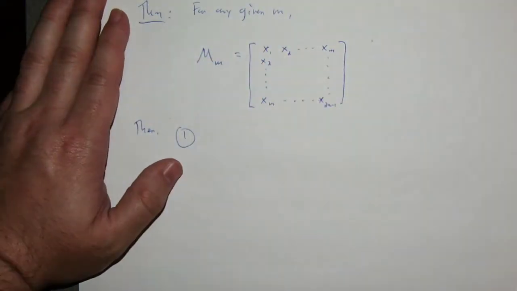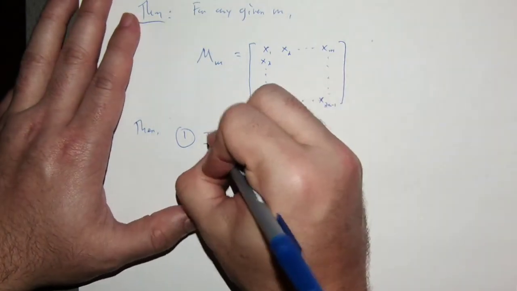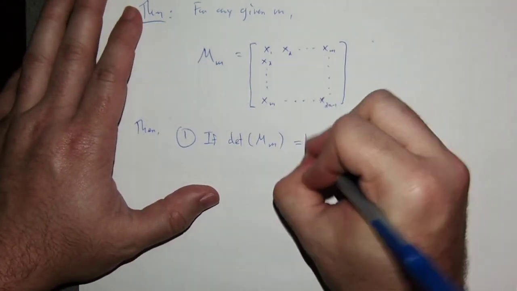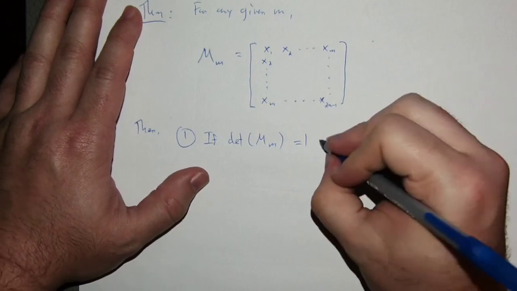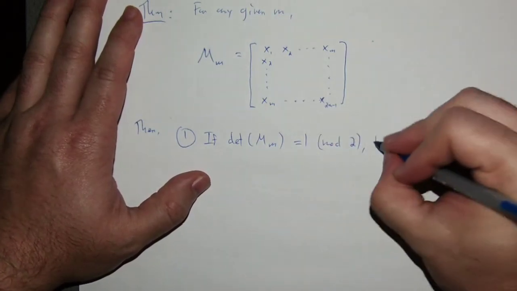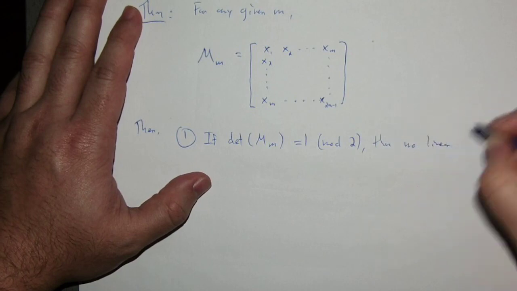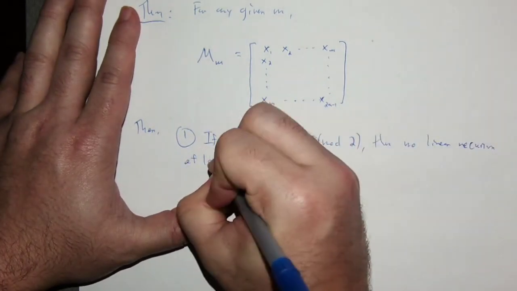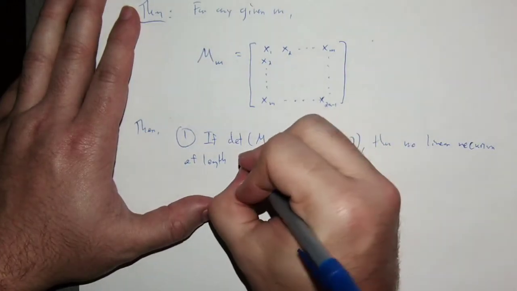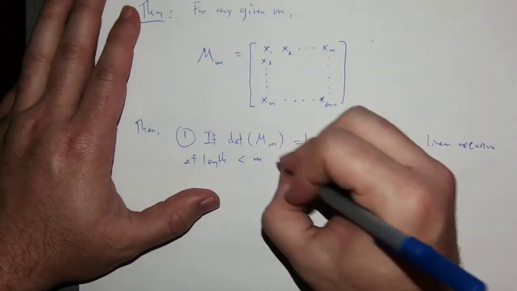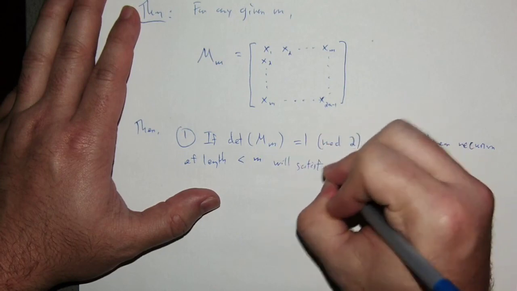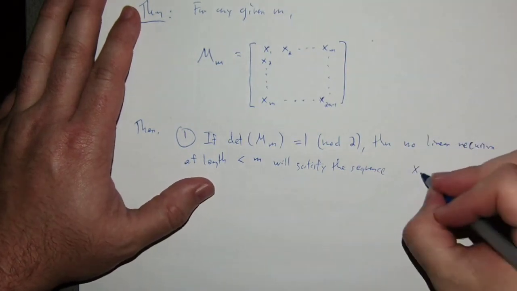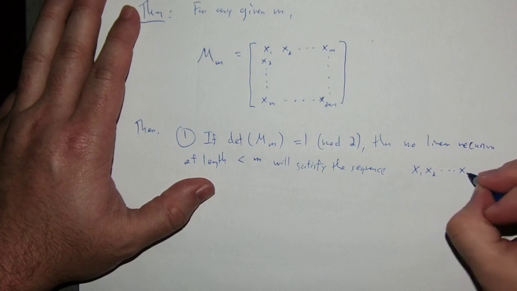Okay, then a couple of facts. So one, if the determinant of this matrix that you've written down is 1 mod 2, then no linear recursion of length less than m will satisfy the sequence x sub 1, x sub 2, all the way up to x sub 2m minus 1.